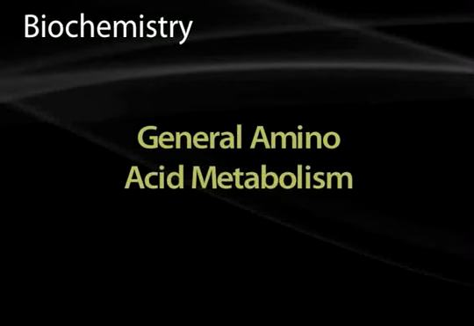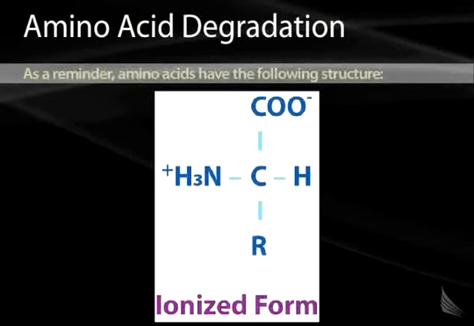In this section, we're going to be discussing some general principles regarding amino acid metabolism. Just to remind you, amino acids have the following structure. They have a central carbon, a carboxylic acid attached on one end, an amino group attached on the other end, and then some side chain, some R group, which determines the structure and function of those amino acids.